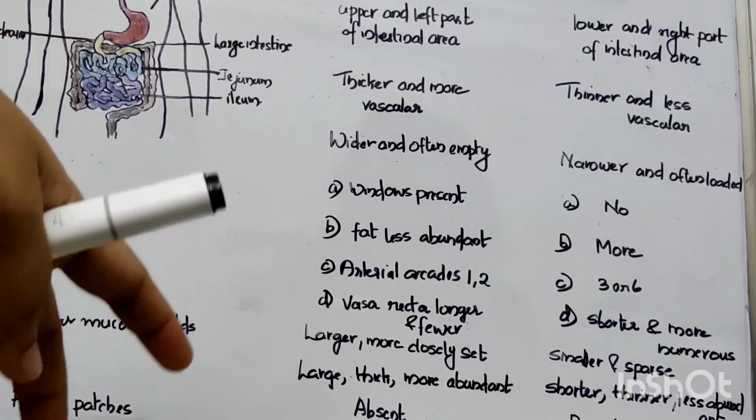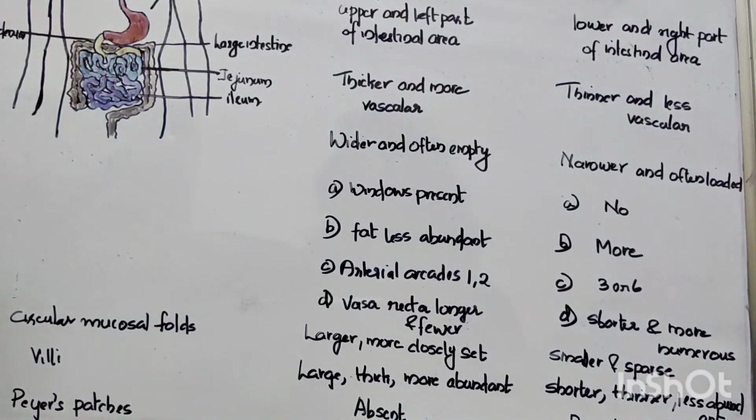Next are the aggregated lymphoid follicles, called Peyer's patches. They are absent in the jejunum but present in the ileum. The solitary lymphatic follicles are also absent or fewer in the jejunum, and more numerous in the ileum.